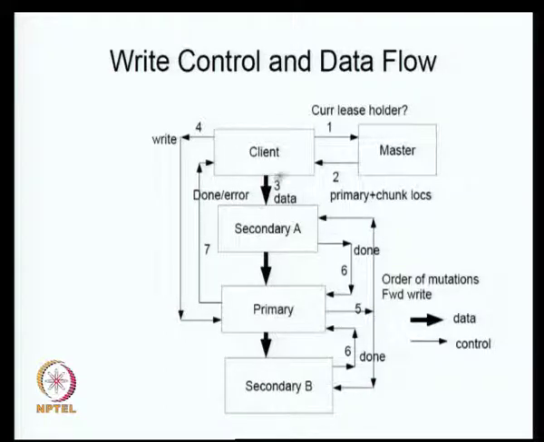Same thing here also. As soon as you get the information from the master about the primary and chunk locations, the client can push data to those replica chunk servers directly without waiting for a particular ordering. Because these are all large files, large chunks, 64 megabytes, etc., the idea is to push it to the replica chunk servers as quickly as possible.